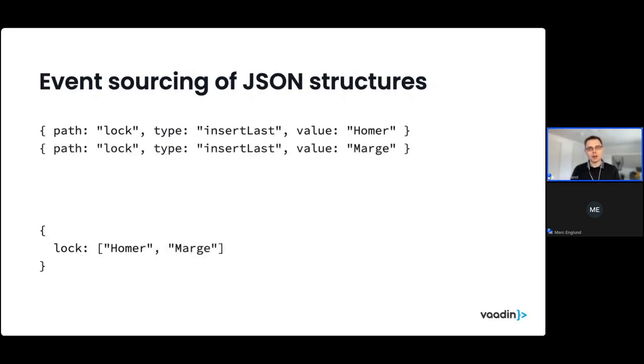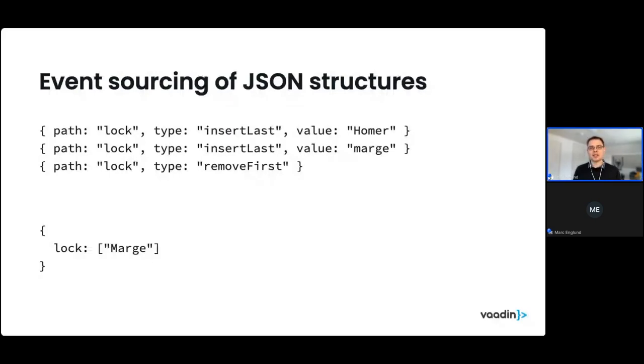Then when Marge comes along, also wanting to get the lock, there's another insert last message that says, well, let's also add Marge to this list. And now she's in the queue. And then when Homer is done editing, we get a remove first operation for the lock item. And that removes Homer. And that means that Marge is now the first one.